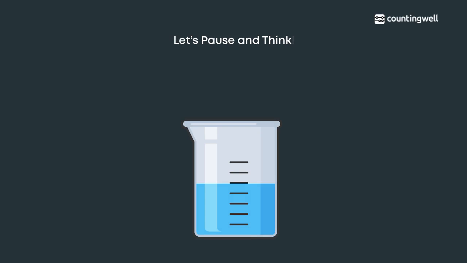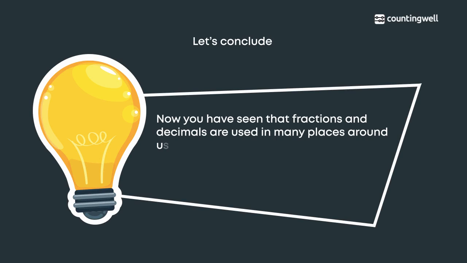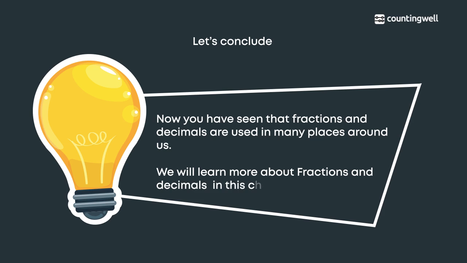Let's pause and think. Fractions and decimals can be used interchangeably. You can call this half cup water or 0.5 cup water. They represent the same quantity. Let's conclude. Now you have seen that fractions and decimals are used in many places around us. We will learn more about fractions and decimals in this chapter.